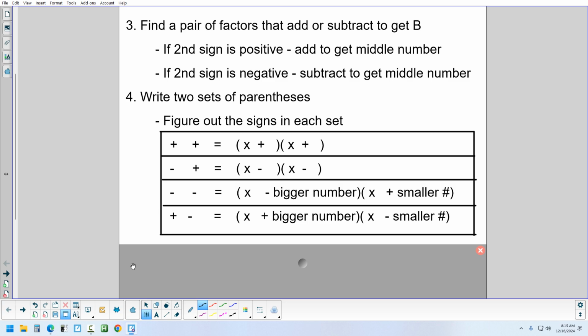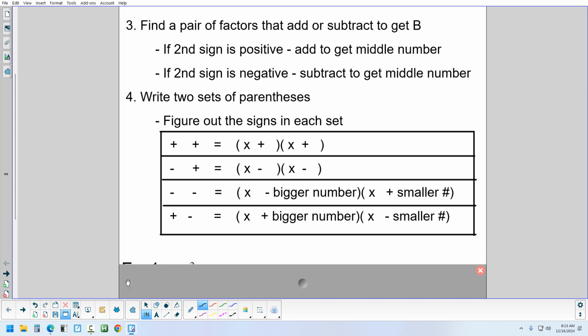And then this chart gives you the rules for the signs in the parentheses. Okay, so there's 3 options. They're either both positive, both negative, or one of each, a negative and a positive, or a positive and a negative. So there's different ways you can go through that, but I'll try to help you right now with figuring out the signs and the numbers.